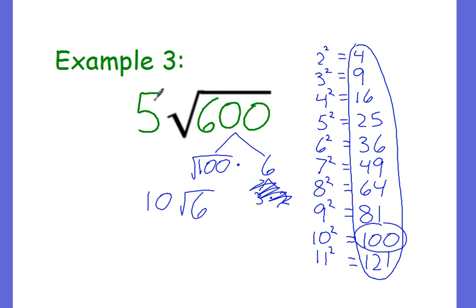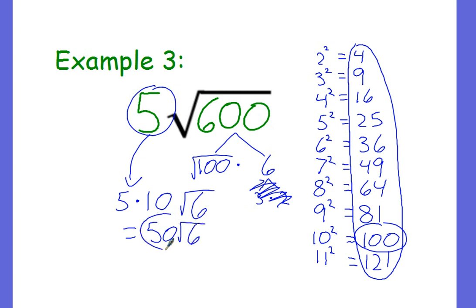Okay, now we also have this 5, so we'll deal with that in the end always. Just don't forget about it. So we have 5 times 10 root 6, which you just multiply the outside numbers. That would be 50 root 6. And again, you can check your answer in your calculator by putting in 5 square root 600. Press enter, you get 122 point something, and then 50 root 6. Put that in your calculator, press enter. Again, you get the same thing, so we know we simplified it correctly.